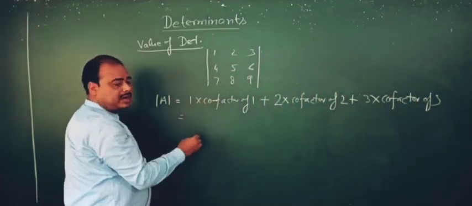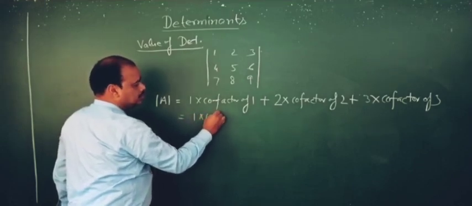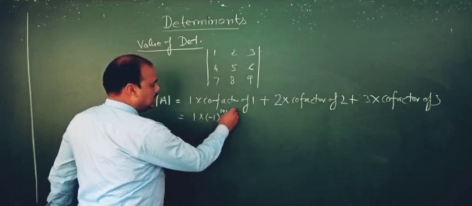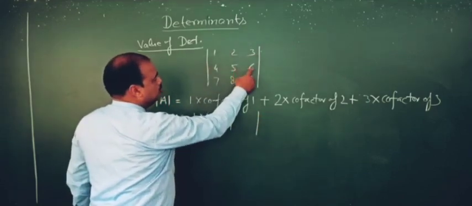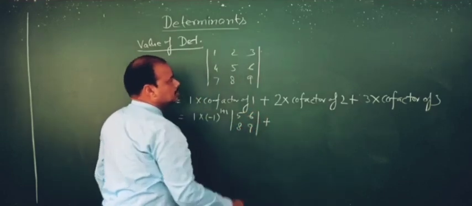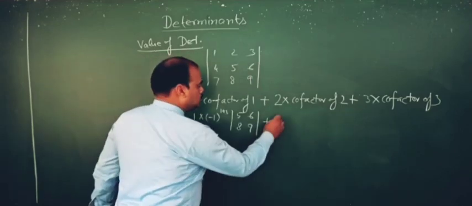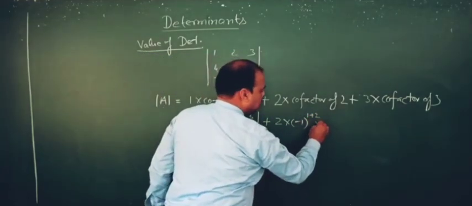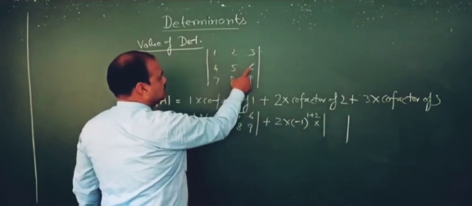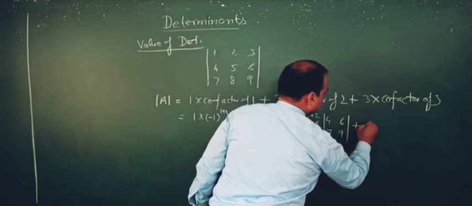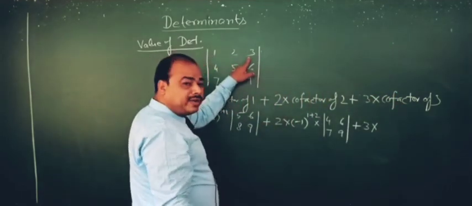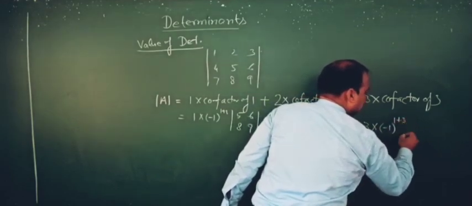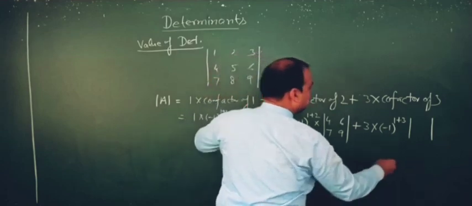So 1 into cofactor of 1, so 1 into negative 1 power 1 plus 1, since 1 is the element of first row and first column, into minor of 1, that is 5, 6, 8, 9, plus 2 into cofactor of 2, so 2 into negative 1 power, 2 is the element of first row and second column, it means 1 plus 2, into minor of 2, 4, 6, 7, 9, plus 3 into cofactor of 3. 3 is the element of first row and third column, so negative 1 power 1 plus 3 into minor of 3, that is 4, 5, 7, 8.